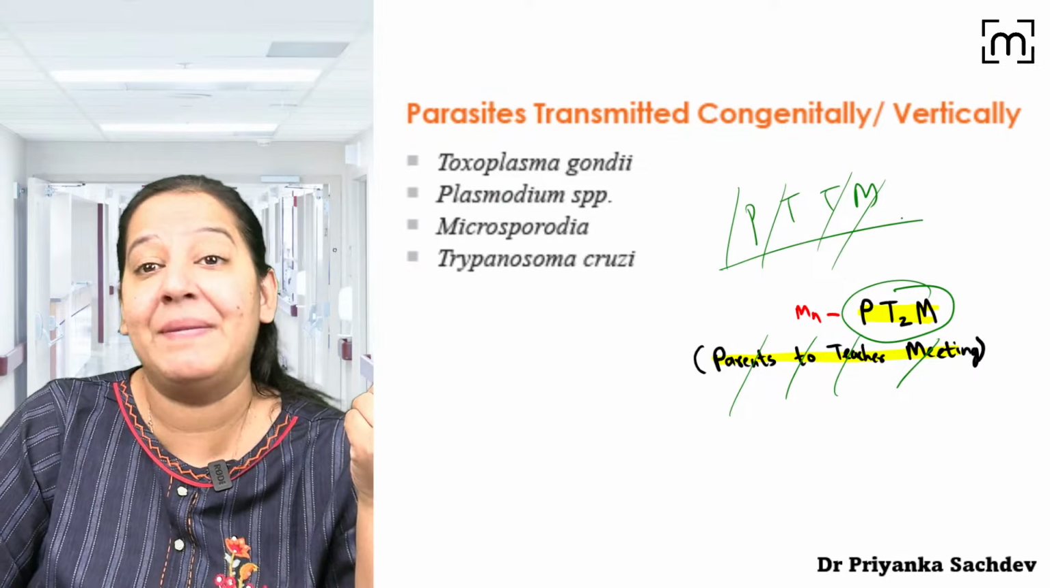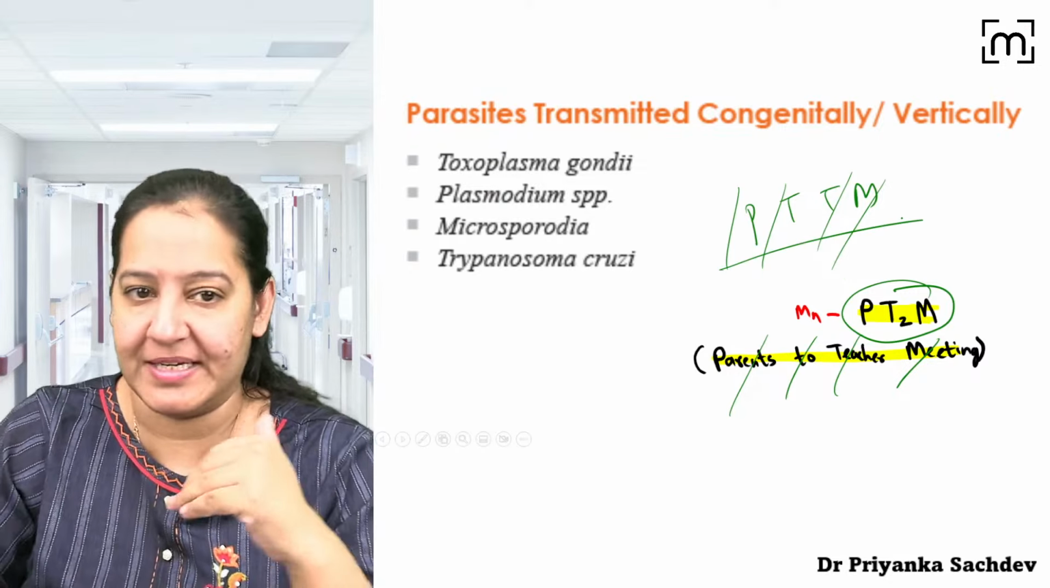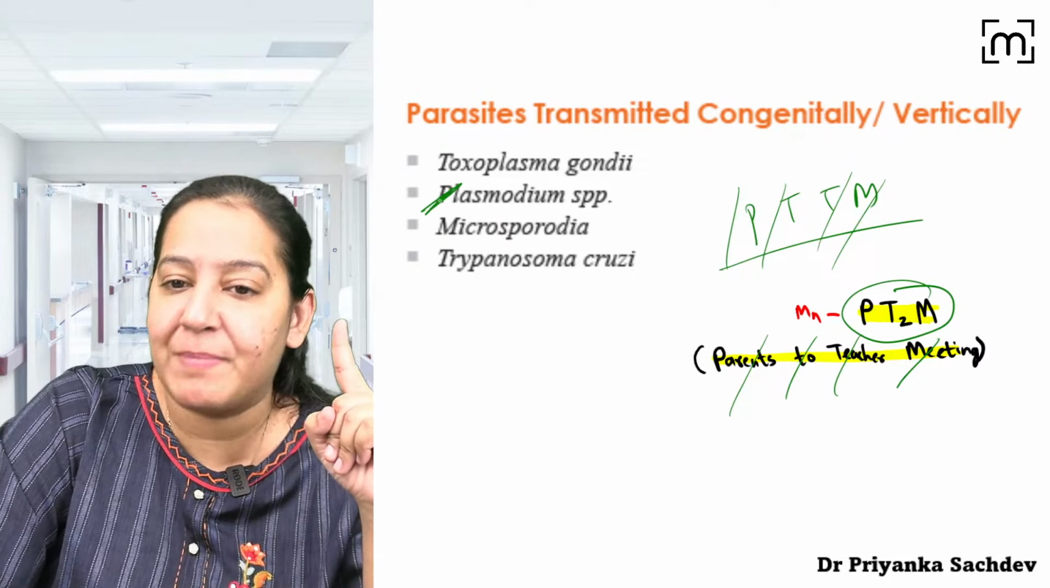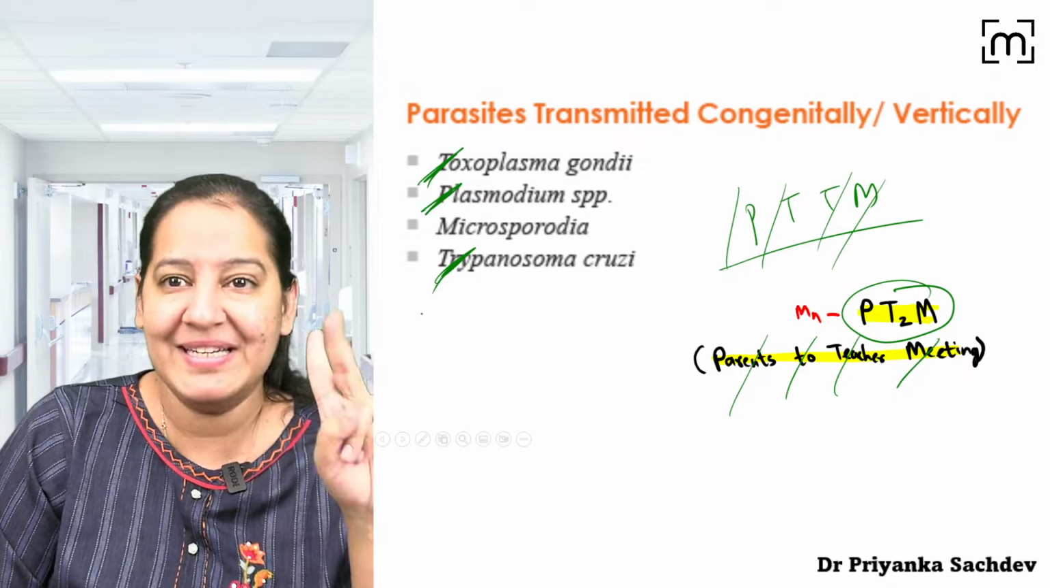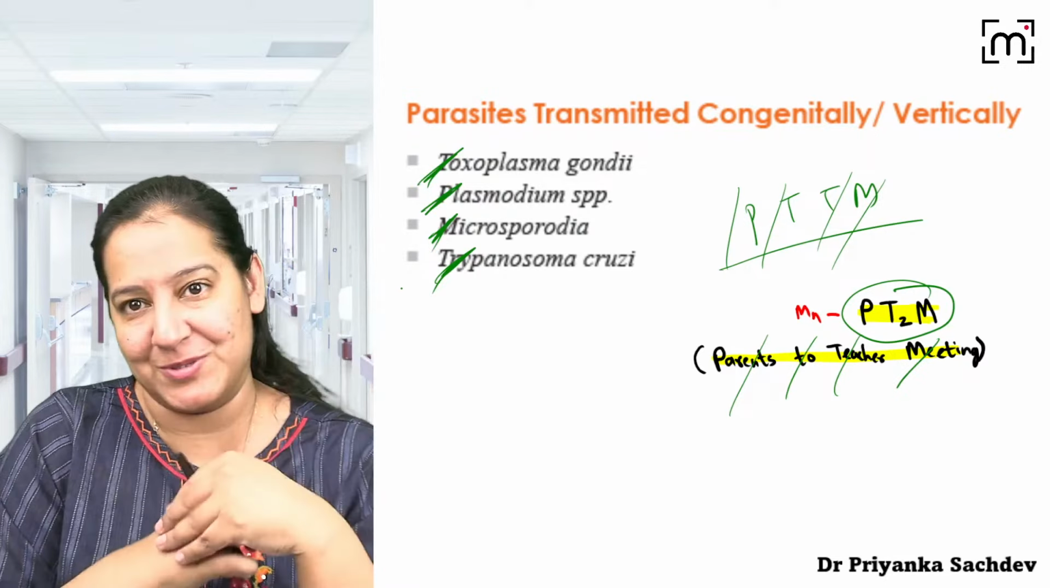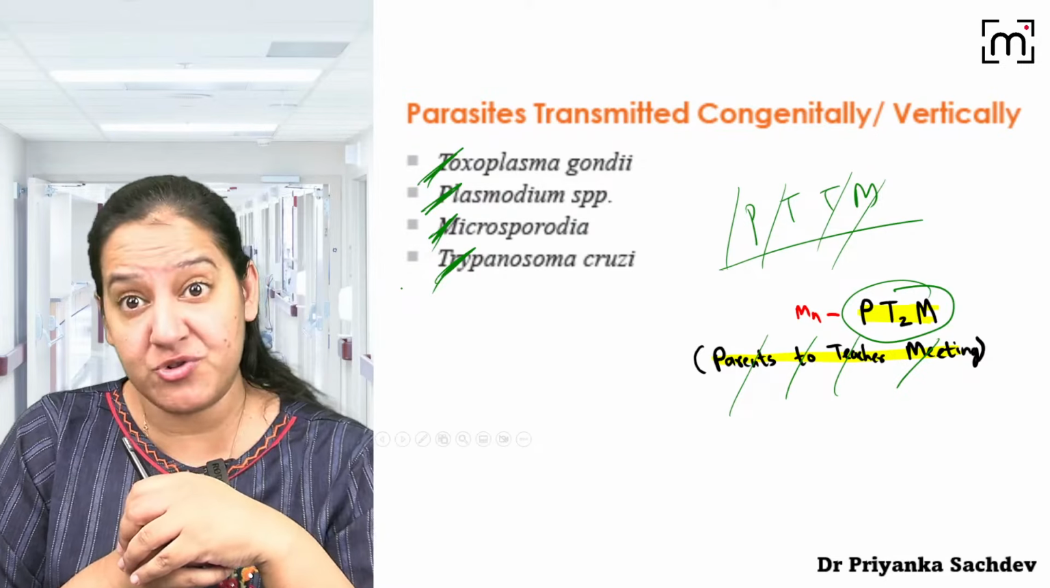So we usually attend PTTM, right? That is parents-teacher meeting. So PTTM is the mnemonic. P is Plasmodium. The 2 T, one is Toxoplasma, one is Trypanosoma. PTTM, M is Microspora. So these are the 4 parasites which transmit from mother.